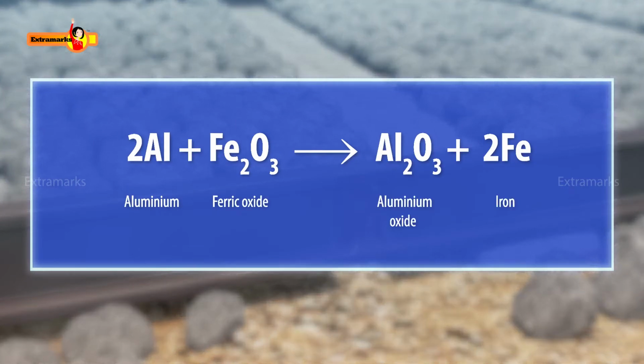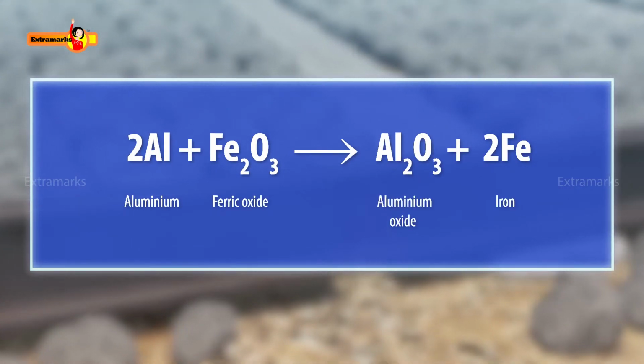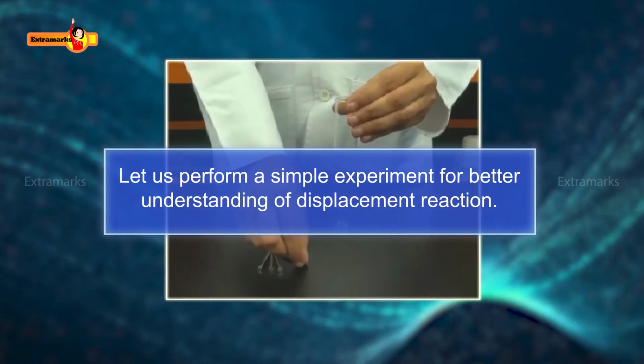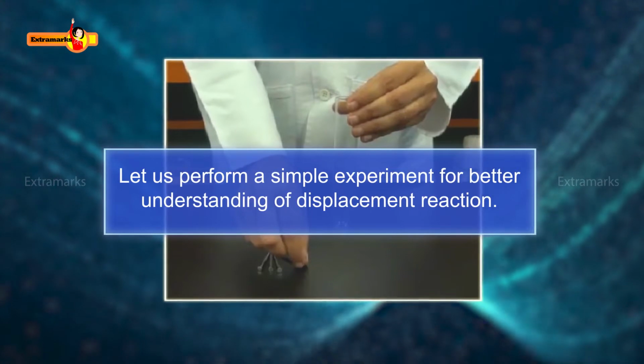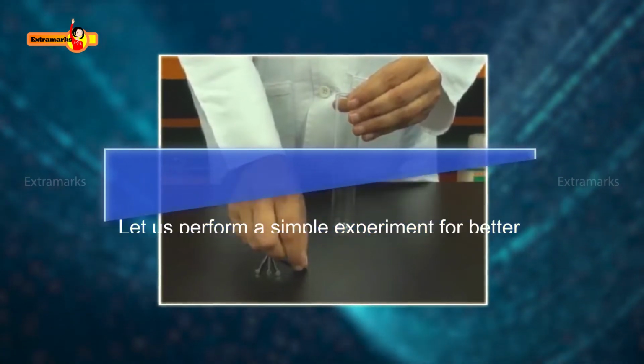Aluminium replaces iron in ferric oxide to form aluminium oxide. Therefore, it is a displacement reaction. Let's go to the laboratory and perform a simple experiment for better understanding of displacement reaction.